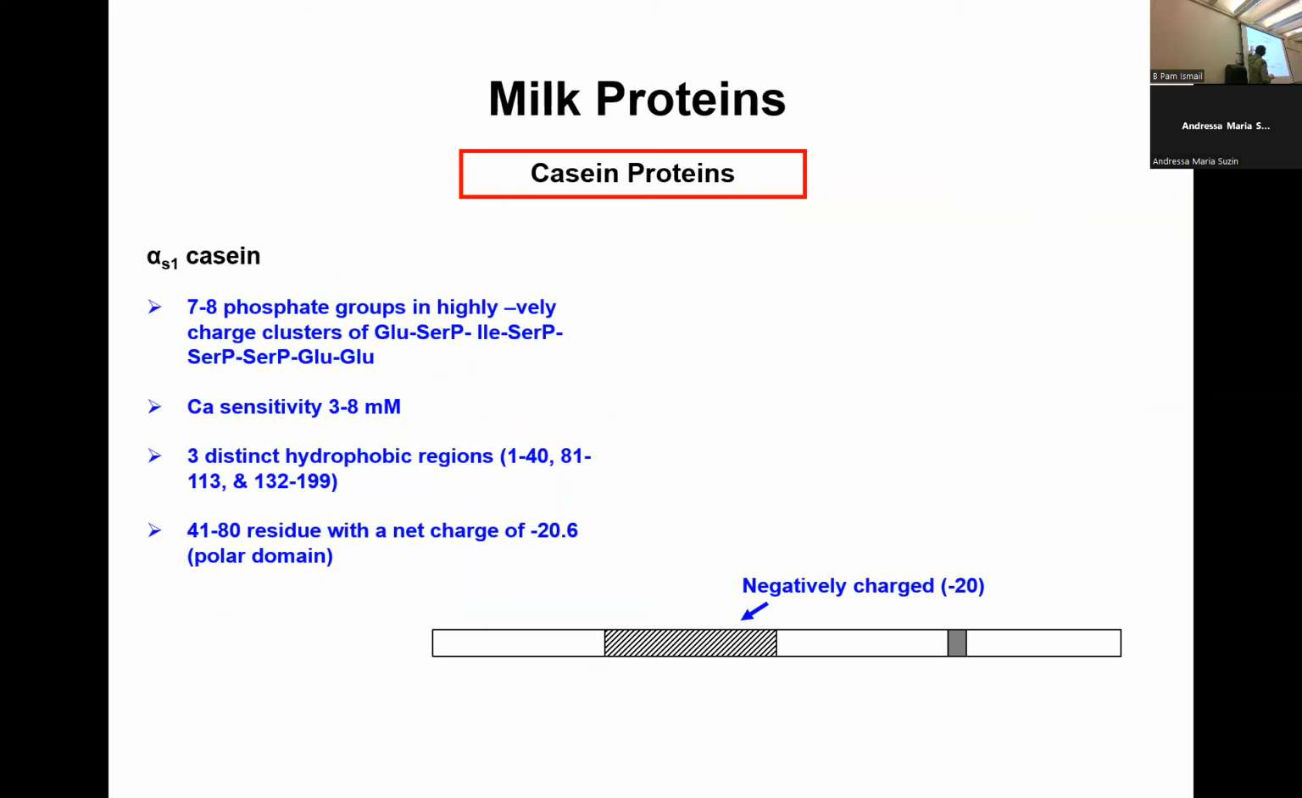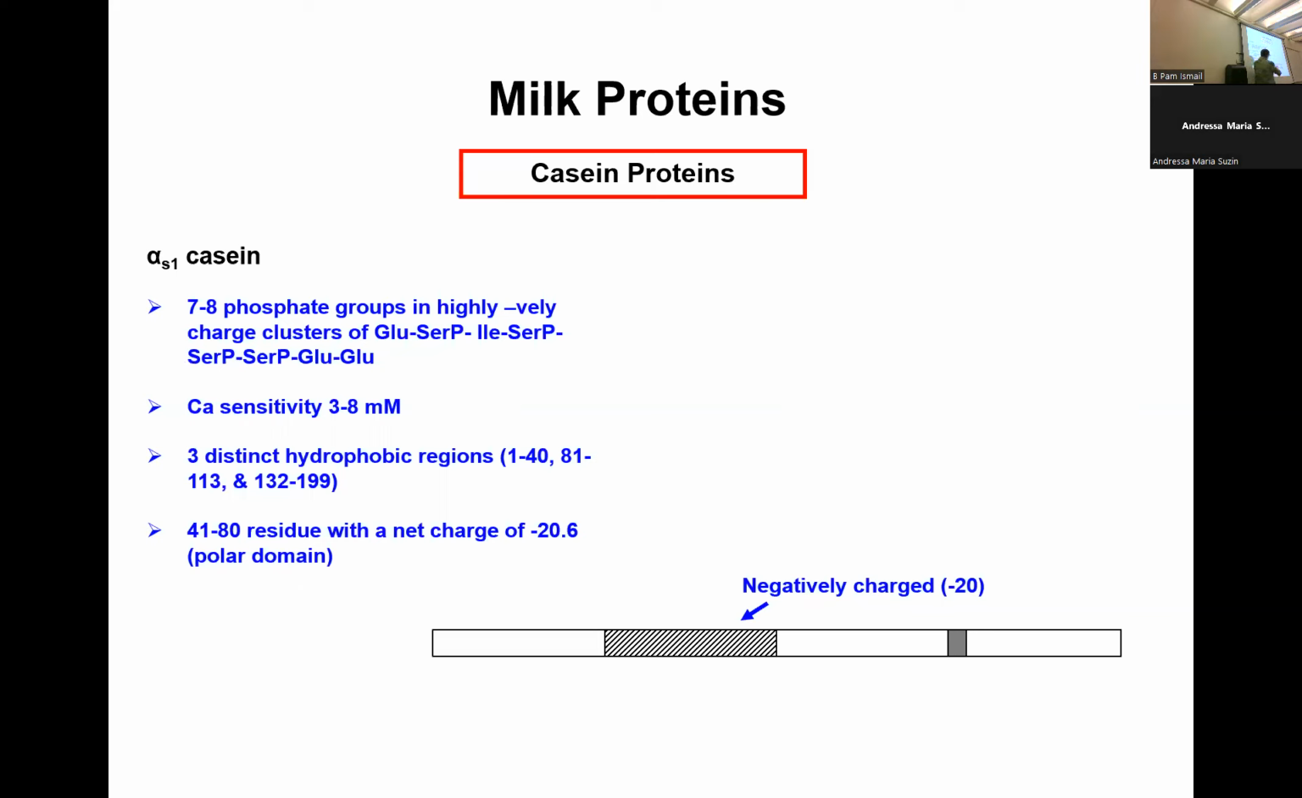Alpha S1 has 7 to 8 phosphate groups. You don't have to remember 7 to 8. It's not the most phosphorylated and not the least phosphorylated. So it's in the middle. The most phosphorylated is alpha S2, and the least phosphorylated is beta casein.